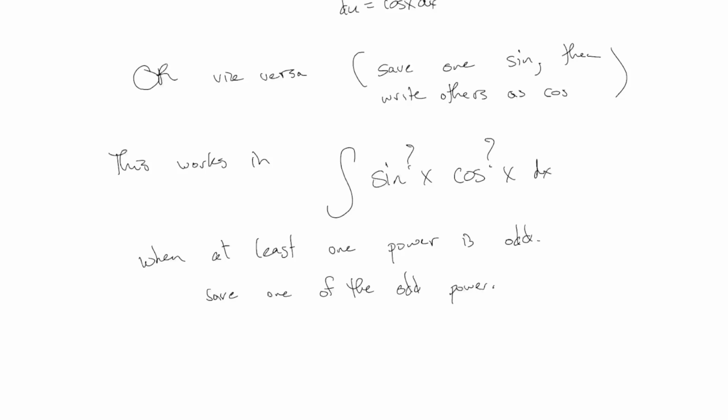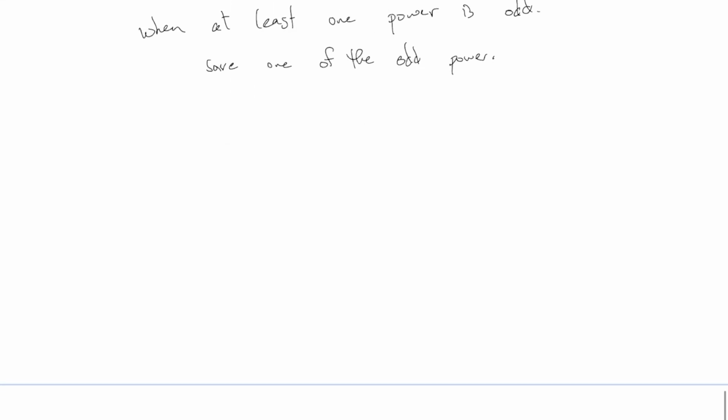All right, let's just try another one. How about the integral of sine squared x cosine to the 5x? All right. So first of all, I see powers of sine and cosine, so I know this is going to be one of these weird trigonometric integrals. And the cosine has a power of 5 and the sine has a power of 2.